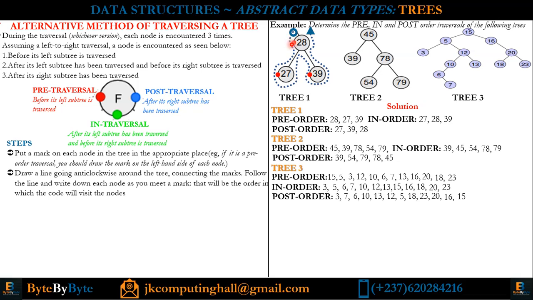As I see a mark for a particular node, I write it down. So if I start here, when I move, the first mark I see is 28. When I continue moving, I see 27. Then I continue. When I arrive here, I see 39 before I finish. That's why the pre-order is 28, 27, 39. Because you are moving, you have 28, 27, 39, and that's all.